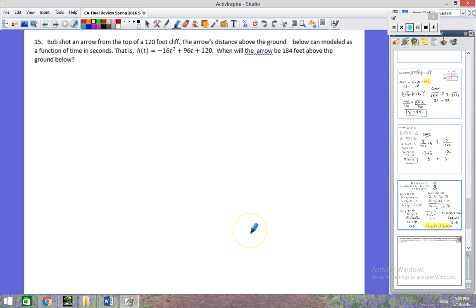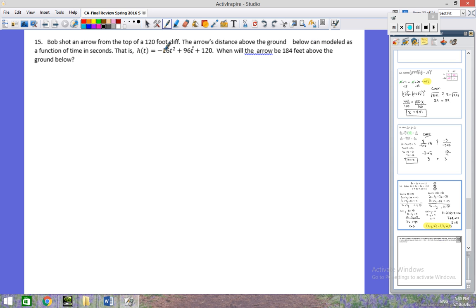Alright, so we have an application. Now don't be afraid that it's a word problem, because really we're going to ignore most of the words. Who cares if it's Bob, or I know it's Bob because it's Robert Morris, right? Alright, we've got a 120-foot cliff, and again, I don't care about that. I have an arrow, and it's being shot above the ground. Okay, it can be modeled as this function.